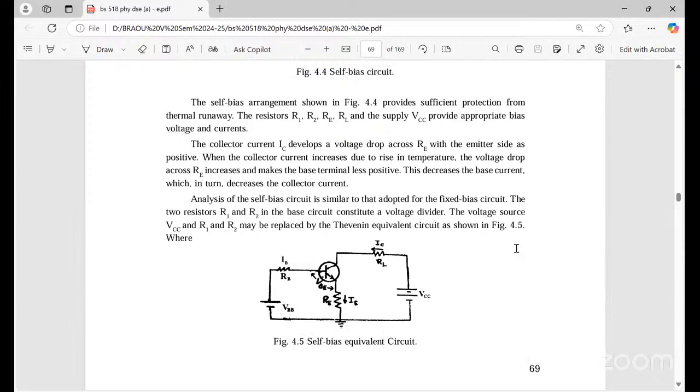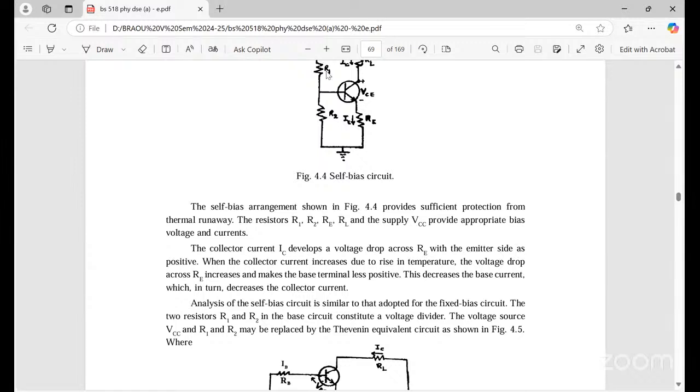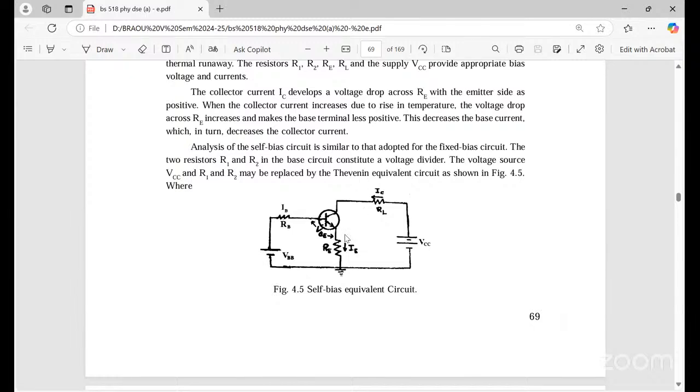Here the self bias circuit is similar to the fixed bias circuit. The two resistors R1 and R2 in the base circuit constitute a voltage divider, and the voltage source VCC with R1 and R2 may be replaced by the Thevenin equivalent circuit here. Okay, self biasing.